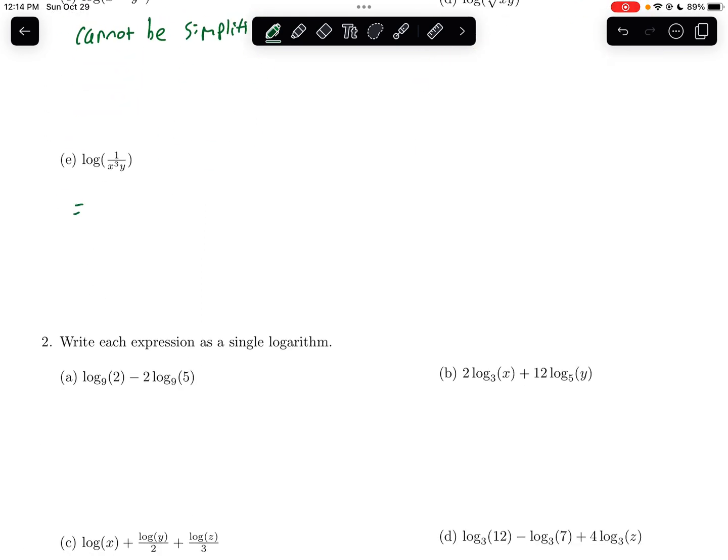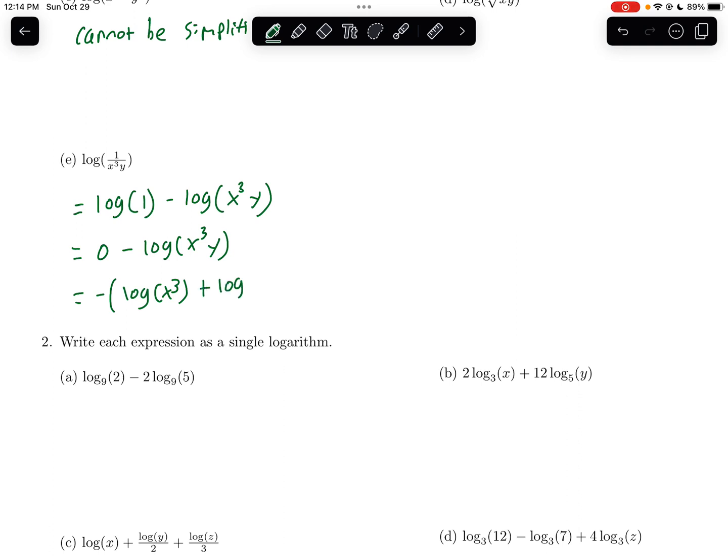Part E, you can write this as, well, you're dividing. So you can actually write this as log of 1 minus log of x cubed y. But for any base, the logarithm of 1 is 0. So this is the same as writing this, x cubed y. And now you can use the product rule. So this is log of x cubed plus log of y.